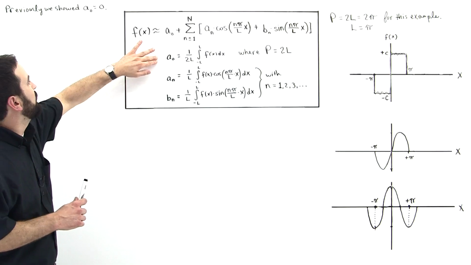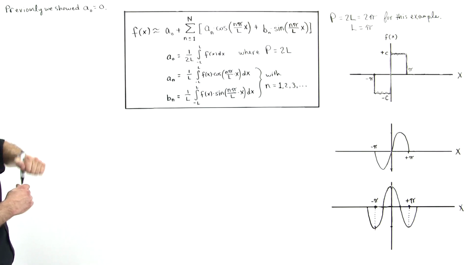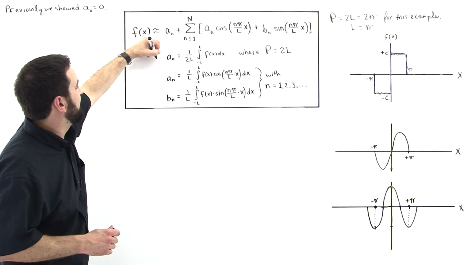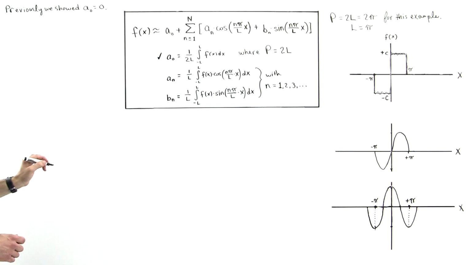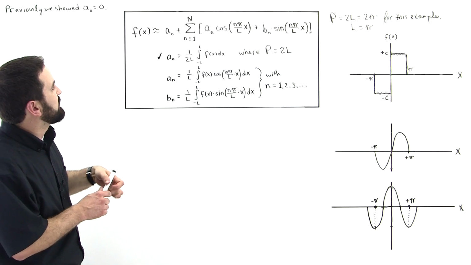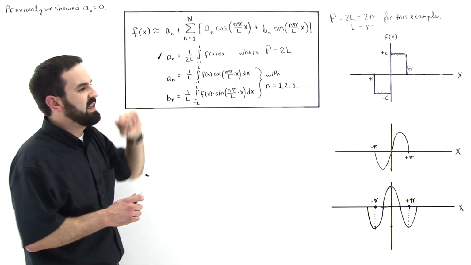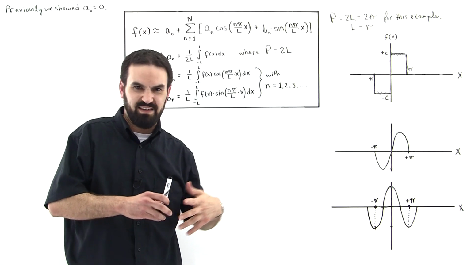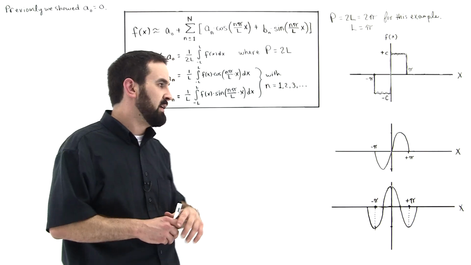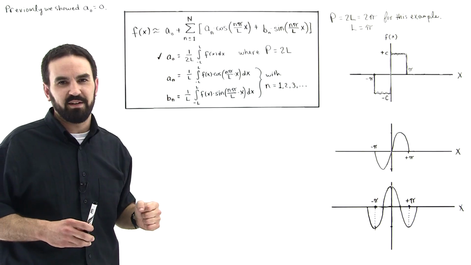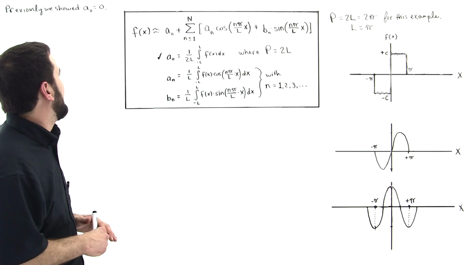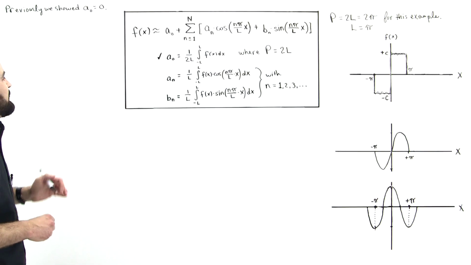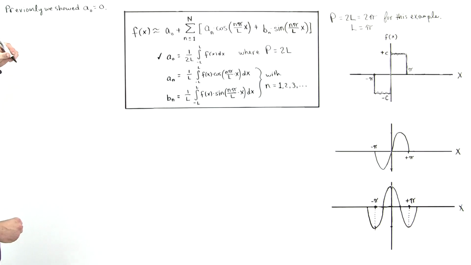So A0, we already found that to be 0 at the tail end of the previous tutorial, so we've got this done, right? Now we'll go to A sub n. So it's A sub n, and notice it goes from n equals 1 to capital N, where capital N could conceivably go out to infinity in theory, but who has that amount of time, right? So we're going to do, I think, 7, something like that. We'll see how the time goes. Okay, so let's start with A1.